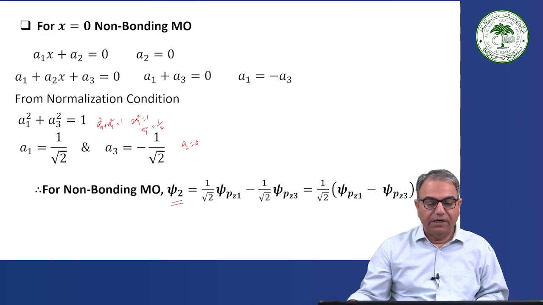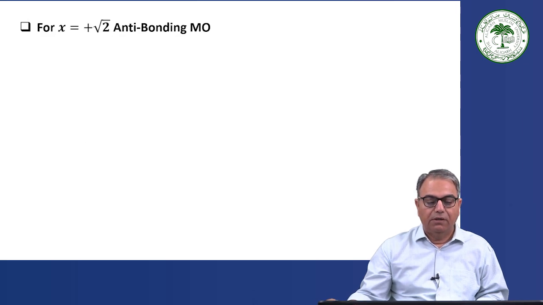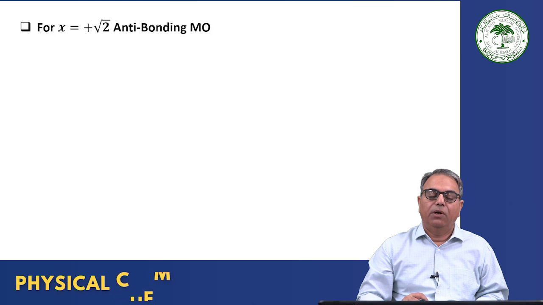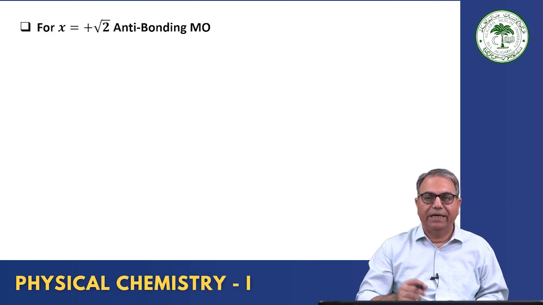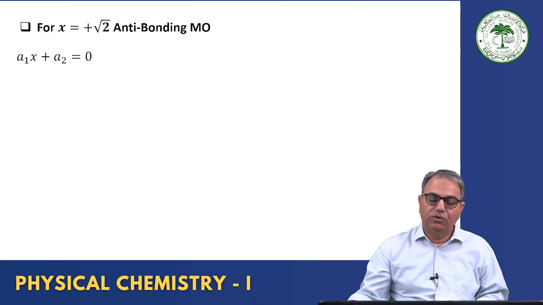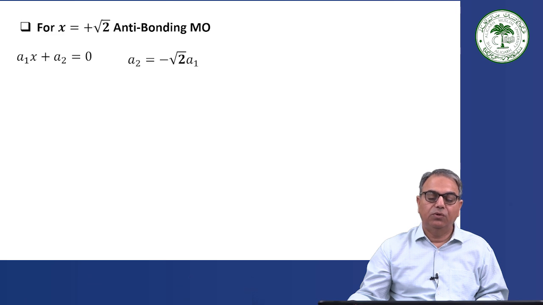Now, what can we write? We can write the wave function for the anti-bonding molecular orbital, x is equal to plus root 2. Again, you will find a1, a2 and a3 for writing the eigenfunction for the anti-bonding molecular orbital. So, you will use the first equation, a1x plus a2 is equal to 0. So, x is equal to plus root 2, and you can write a2 is equal to minus root 2 a1.